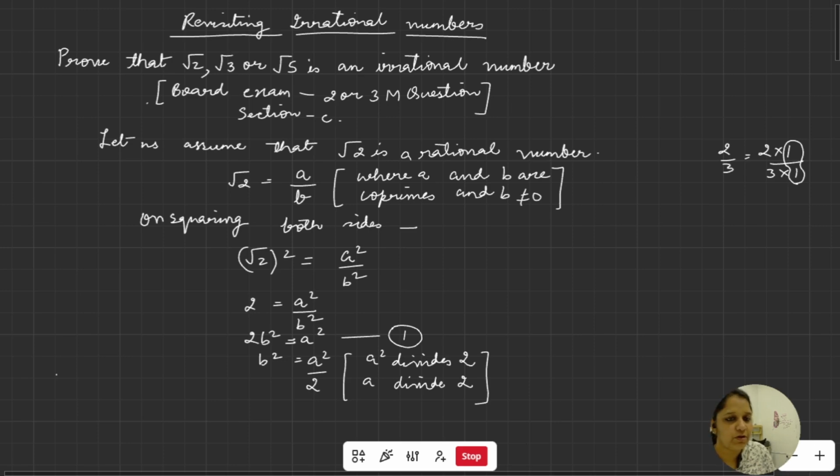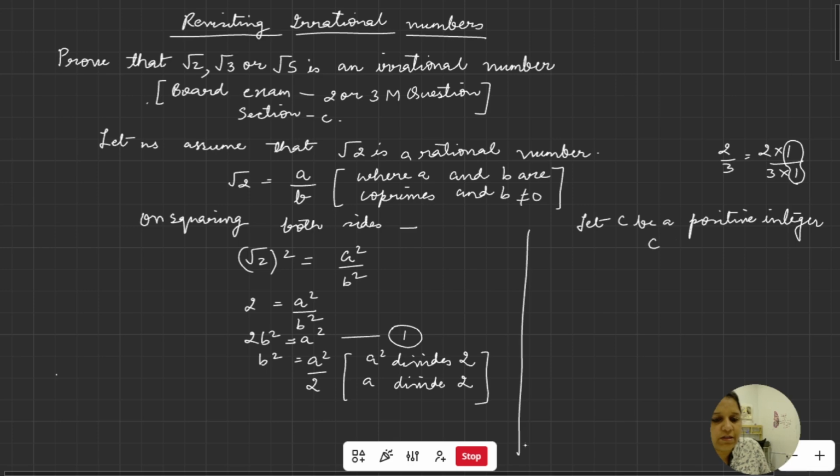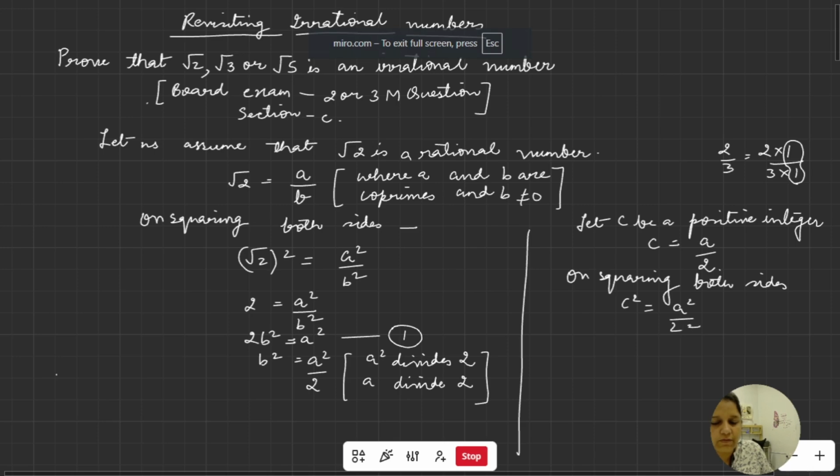This is the first part. So you have to write these steps in the same way. After understanding these steps, you produce it in the same way in the exam. Now let us suppose that let c be a positive integer, and this positive integer is equal to a by 2. Now we are going to square both sides of it. Again the same method. So ये क्या हो जाएगा, c square is equal to a square by 2 or to a square by 2 square, which is equal to 4c square is equal to a square.